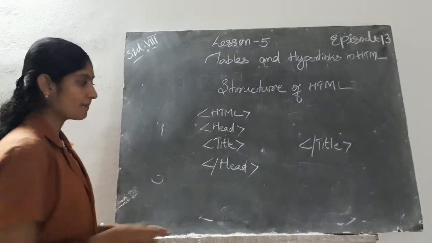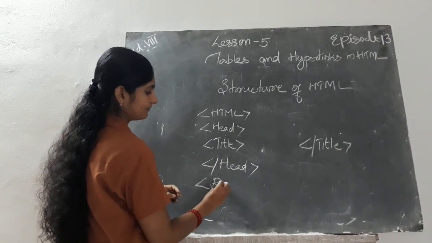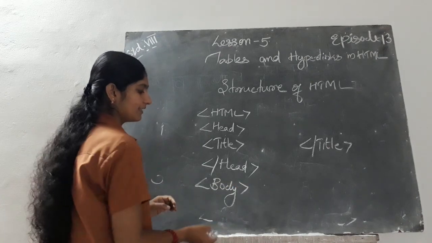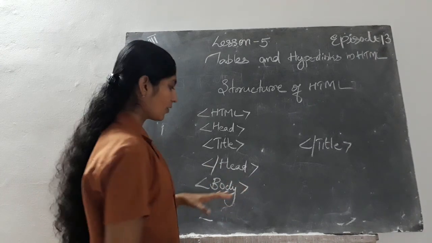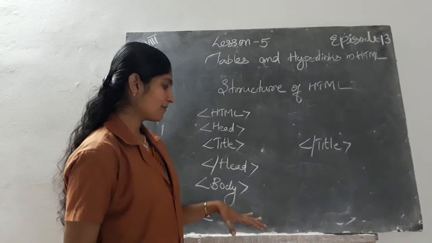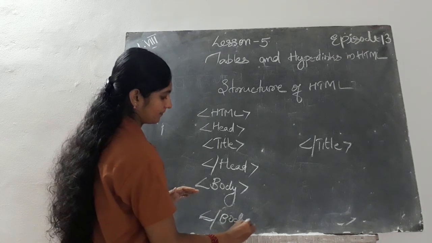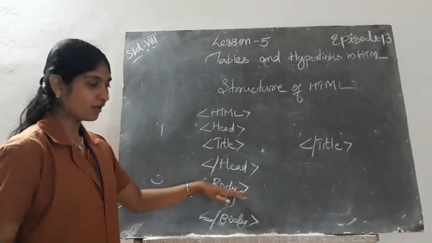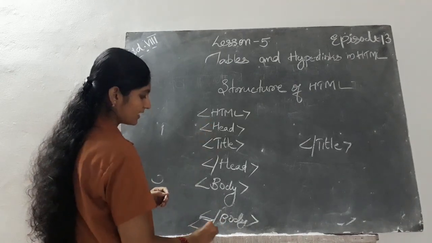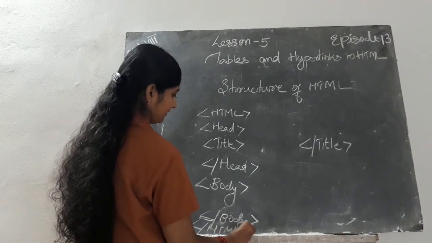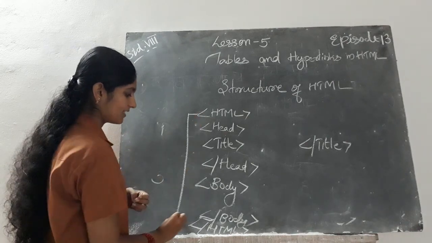Ending of the tag can be represented using a slash. Then next, body tag. Here we can include the content of the web page, or the main important content can be inserted within the body tags. So here is the opening of the body tag and here it ends. Then next step, closing of HTML tag. So the HTML document starts from here and ends here.